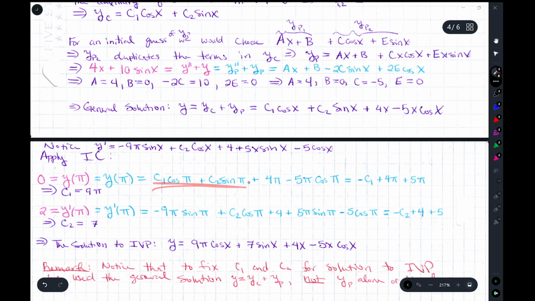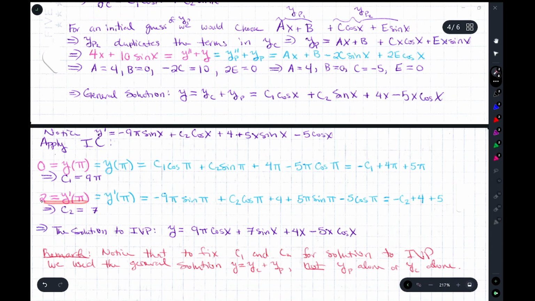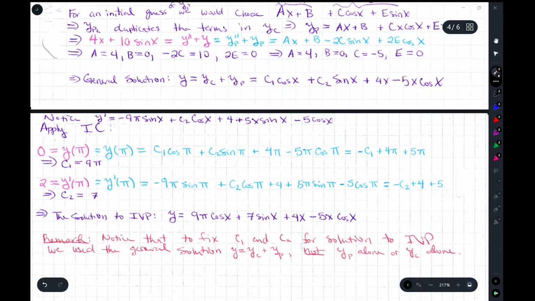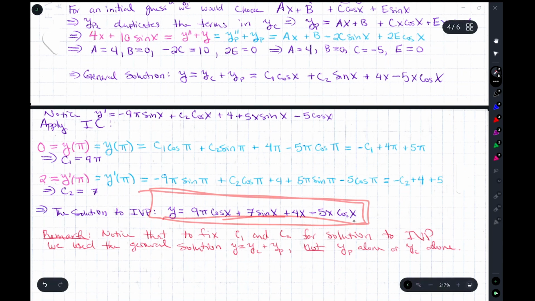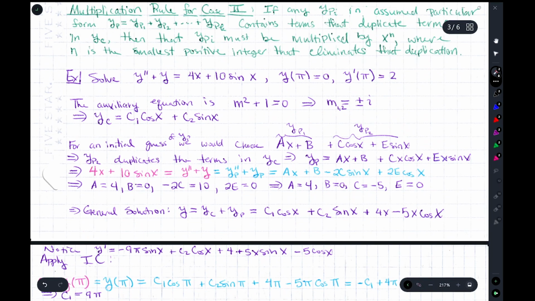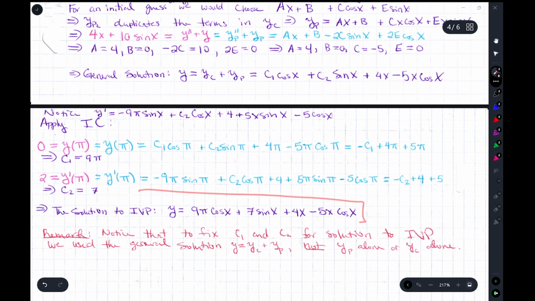So these terms come from the complementary function. These come from the particular solution. And we get that. Solving, we get C1 is equal to 9 pi. Now we apply the second condition to the derivative, right? It's coming from the problem. This is y prime that you see here with pi plugged in. And we solve and we get C2 equals 7. And so we fix our constants and we get that this solution here not only solves the differential equation, but also respects the initial conditions, okay?